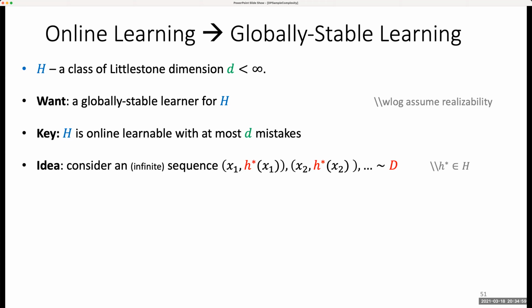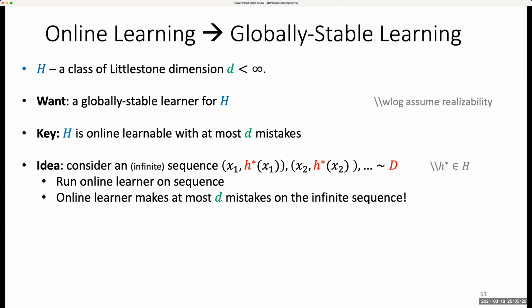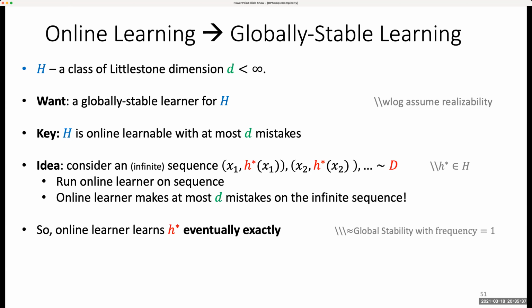So let me give you an idea on how to prove a weaker statement. Imagine just for now that we actually have an infinite sequence of examples drawn from the distribution, right? So we have x1, h star of x1, x2, an infinite sequence of examples, unbounded. It goes forever. And now apply this online learner on the sequence. The online learner will make at most D mistakes on this infinite sequence, right? In particular, after some point, it will not make any mistake. So it will have the same hypothesis in mind forever after some finite step of time. So it's not only a probably approximately correct learner, but it eventually exactly learns h star, right?